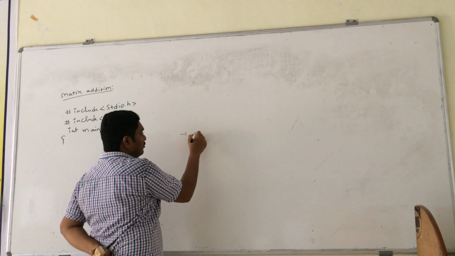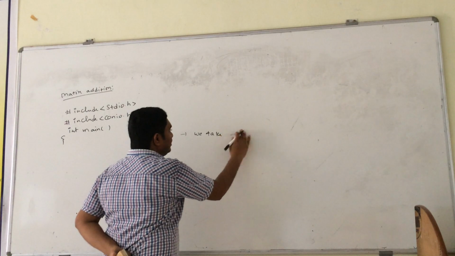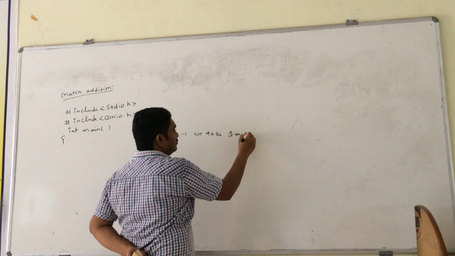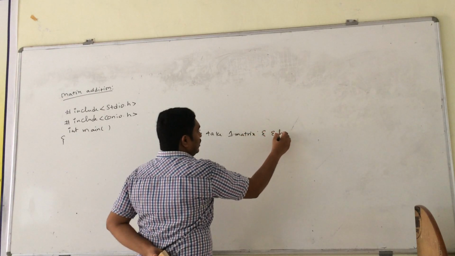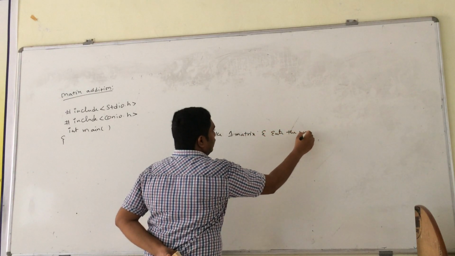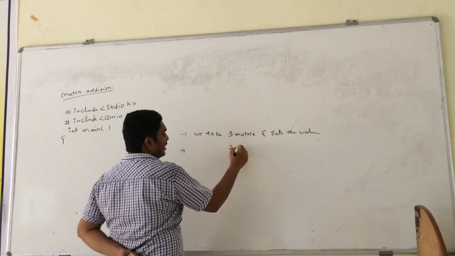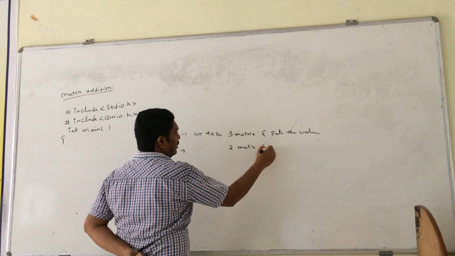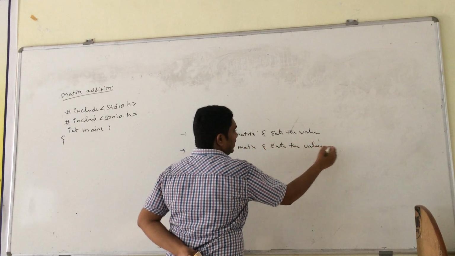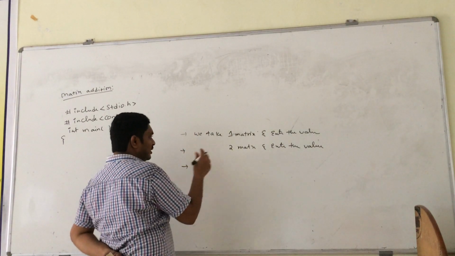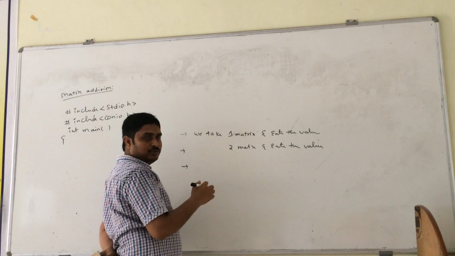First we take first matrix and enter the values into first matrix, and the second point we take second matrix and enter the values into second matrix. After entering the values into two matrices, then only we can add the two matrices.